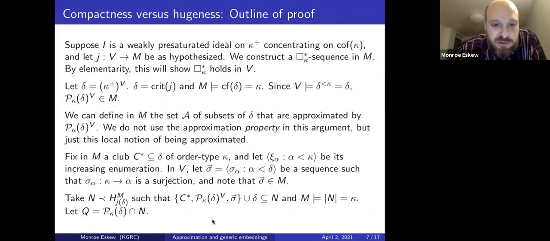So then we take an elementary submodel using these objects. It only needs to be elementary in the H sub j of delta of M, which is the kappa plus of V.